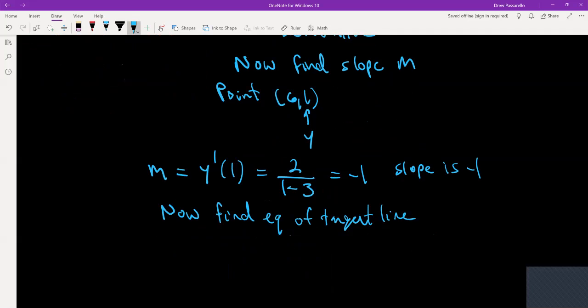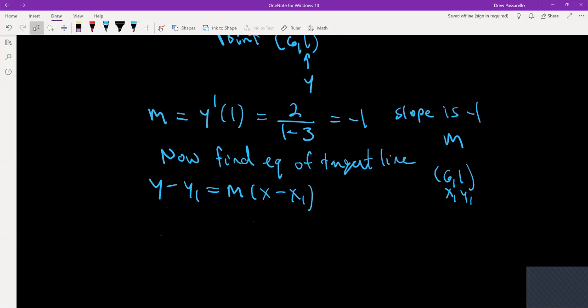And I use point slope form. So m is negative 1. I have the point (6, 1). That's what I use for x1, y1. All right, that's the point which we're interested in. So it would be y minus 1 equal to negative 1 times x minus 6. All right, and that's the equation for the tangent line.